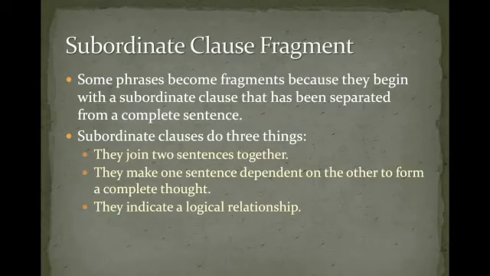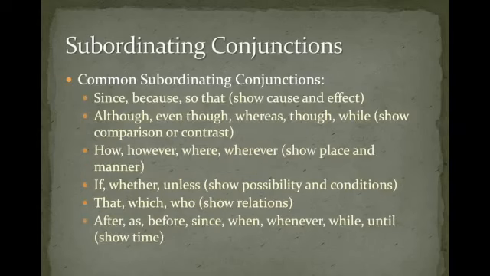Our next fragment we'll be looking at is a subordinate clause. Now, some phrases become fragments because they begin with a subordinate clause that has been separated from the complete sentence. Subordinate clauses do three things. Subordinate clauses will join two sentences together, or they'll make one sentence dependent upon the other to form that complete thought. And subordinate clauses can also indicate logical relationships. Some of your subordinating conjunctions that you might see might be the words since, because, and so that. They show cause and effect, so you have one independent clause with one dependent clause.